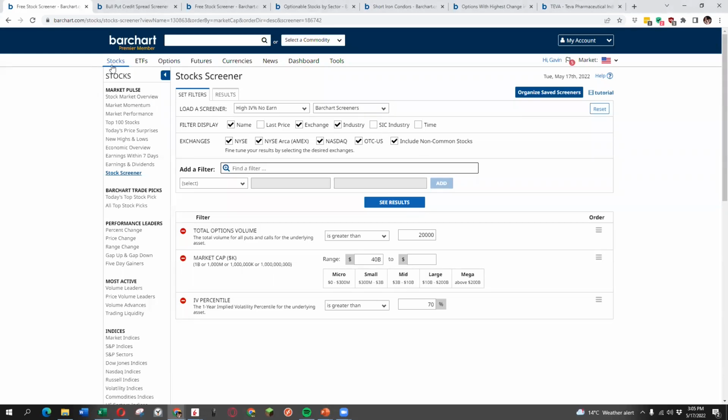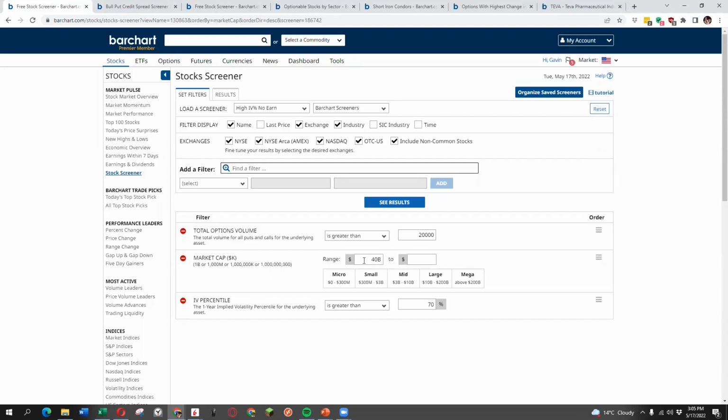First thing I usually do is go into the stock screener here, and I want to search for stocks that have either high or low implied volatility. So I've got a saved scanner set up. I like to screen for total options volume greater than 20,000. You could drop that down a little bit if you like, but that helps to filter out any small capped stocks that don't really have a very active options market. So we want to be looking for highly liquid options.